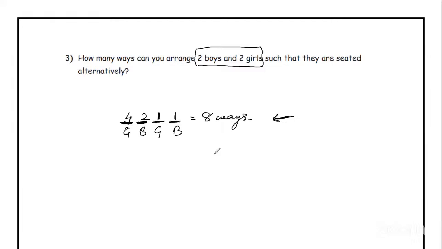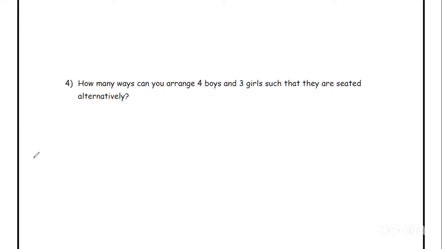So remember, permutations, combinations, counting, these are very difficult topics. I have taken very easy examples for your understanding. Now let me see what's my next question. How many ways can you arrange 4 boys and 3 girls such that they are seated alternatively?